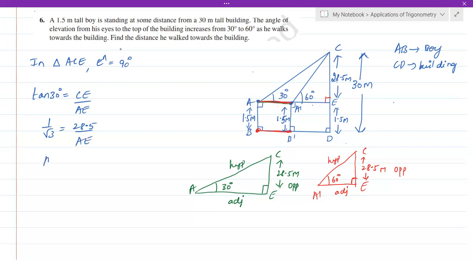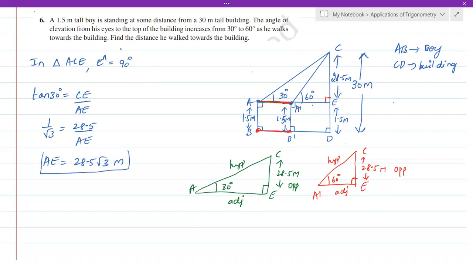If you cross multiply, AE into 1 becomes AE. Sorry, 28.5 into root 3 is 28.5 root 3 meters. So you got the value of AE. So the AE value, we have got it.